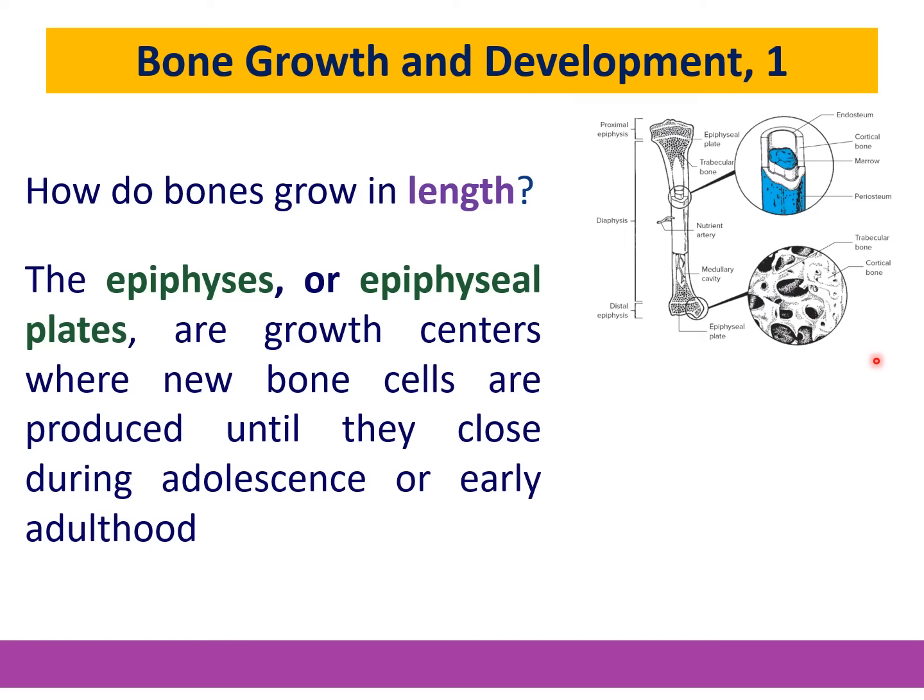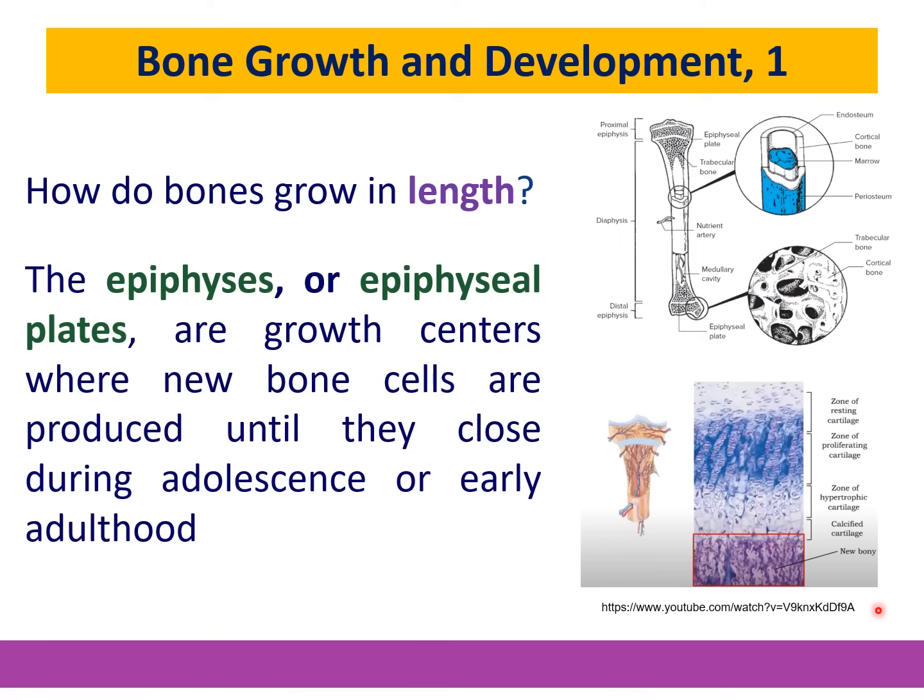So the epiphysis and the epiphyseal plates are the growth centers where new bone cells are produced until they close during adolescence or early adulthood. We have two plates, one in the proximal epiphysis and the other one in the distal epiphysis. This is another schematic that shows the main four zones in the epiphyseal plates.